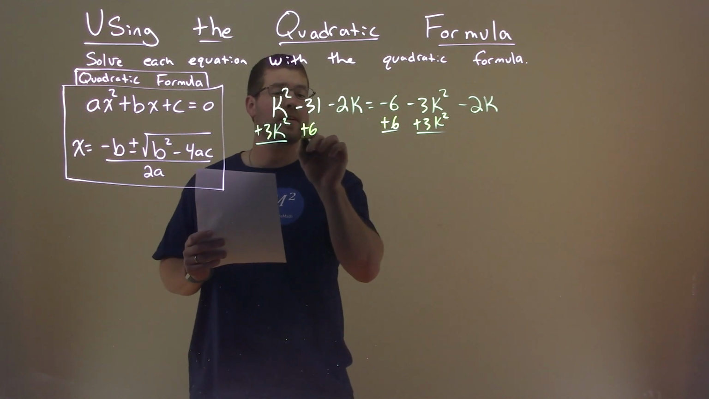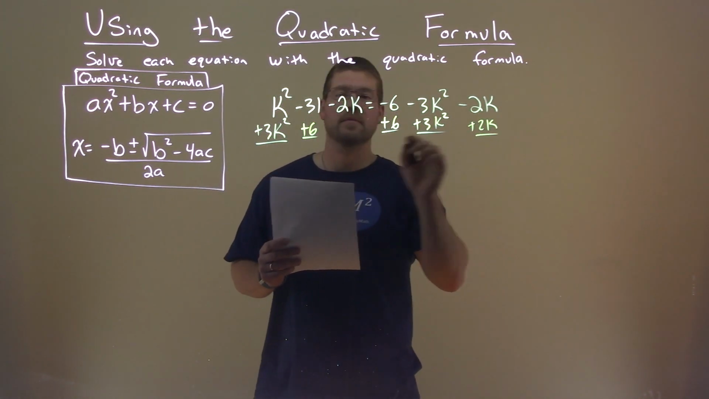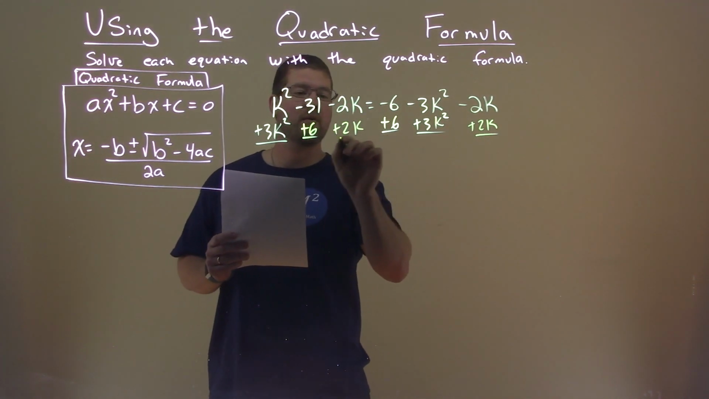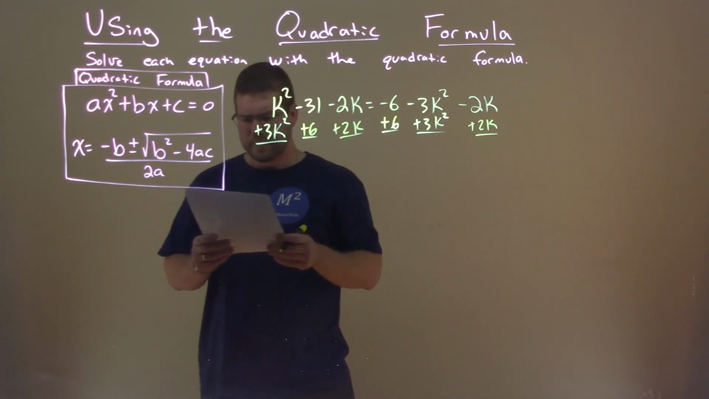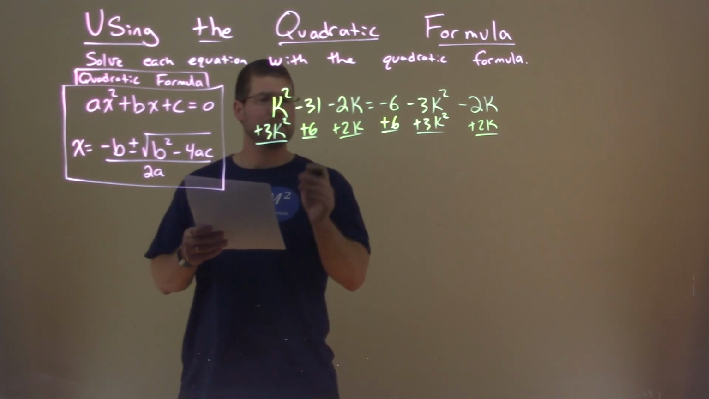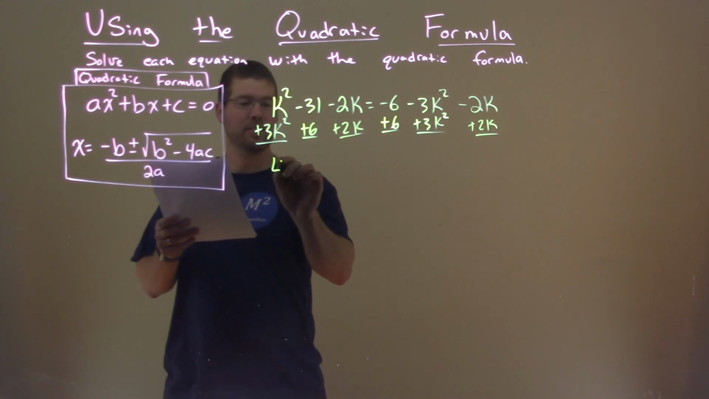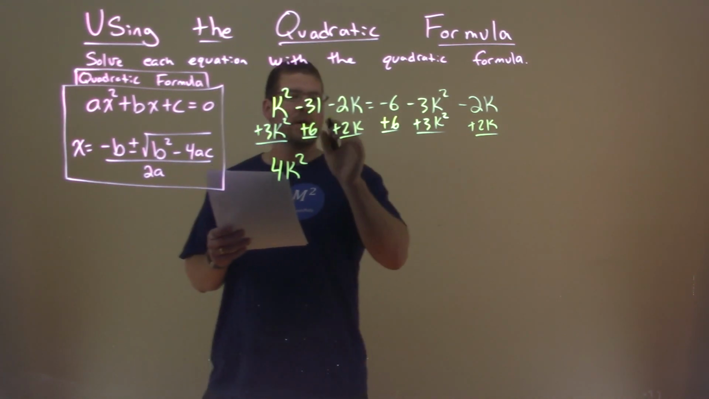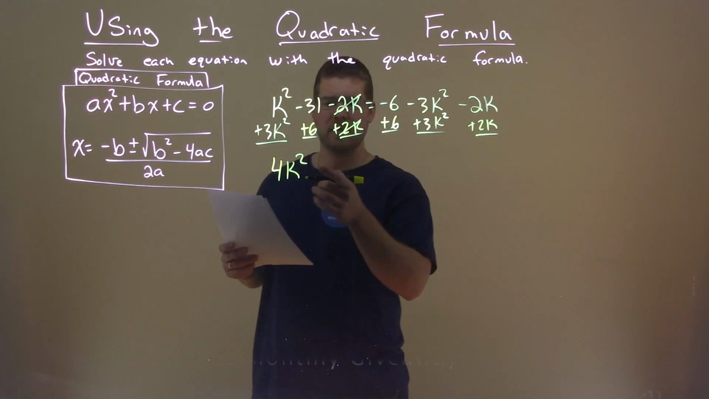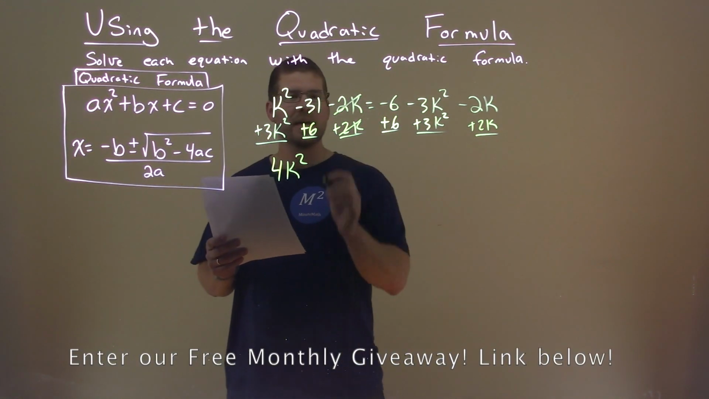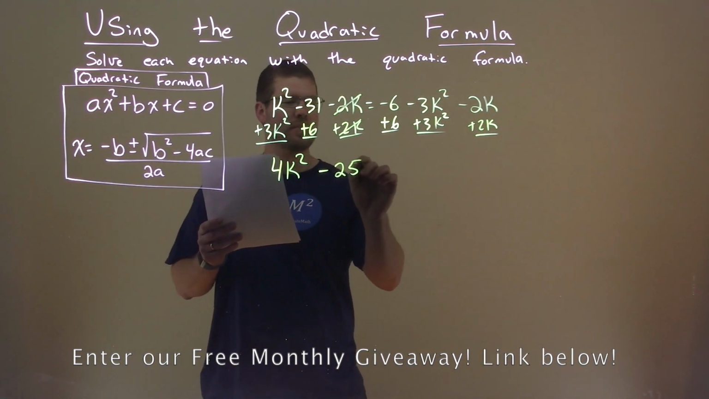But we add a 6 here, and then we add a 2k to both sides. This video is not going well so far. So, what are we left with? Well, k squared plus 3k squared is 4k squared. And the 2k's actually cancel here: negative 2k and 2k cancel. And negative 31 plus 6 is negative 25.